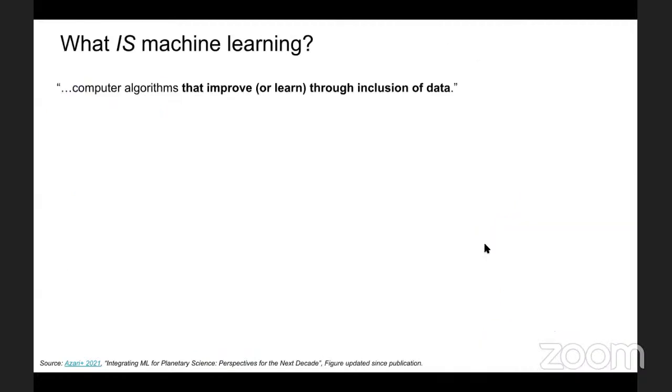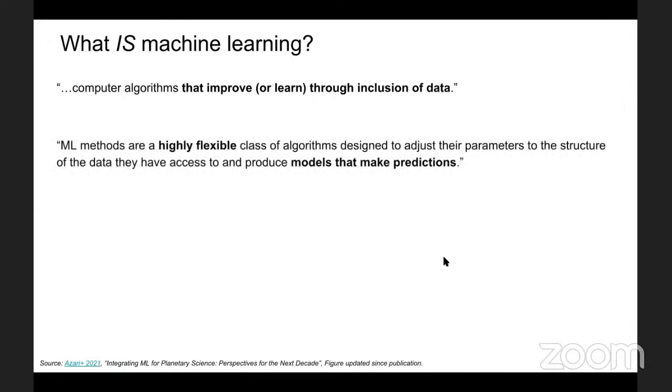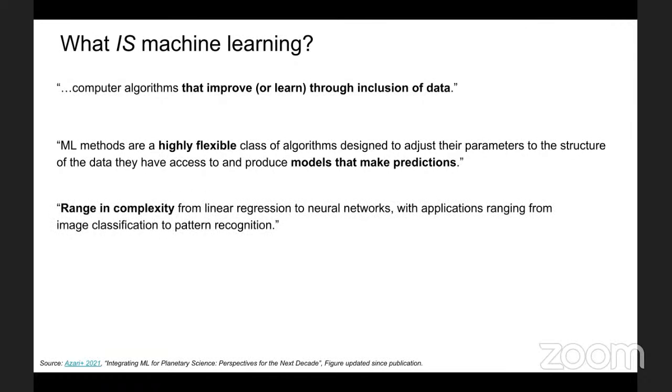And given that machine learning is quite active, I think it's good to start to understand what is machine learning. So at its most basic, machine learning are computer algorithms that improve or learn through the inclusion of data. And this is a very broad definition that I think it's useful to keep in mind. These methods are highly flexible. So they're designed to adjust their parameters to a structure of data they have access to, and are mostly used to produce models that make predictions. So keep going. These range in complexity from its most simple of linear regression, as well as to neural networks, which are quite popular right now.